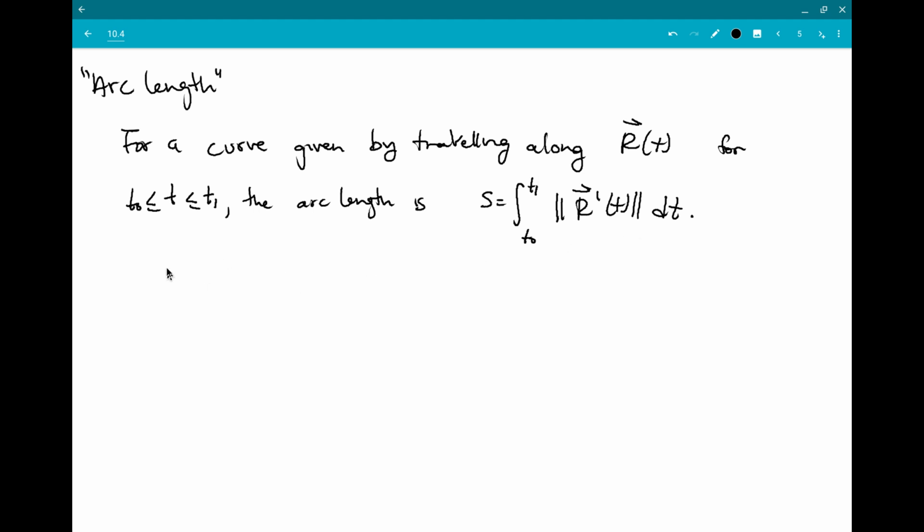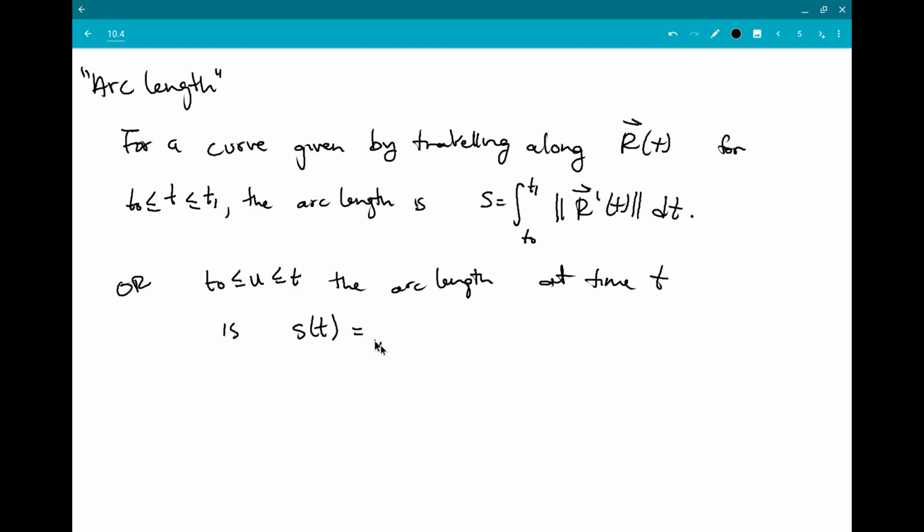And another way you can write this is, the second line, you could say from t0 less than or equal to u less than or equal to t, the arc length at time t is s of t. Now you imagine that length we're calculating changes depending on how long we've been traveling along the curve. Integrate from t0 to t the magnitude of r prime of u, just some sort of placeholder, integrated with respect to u.